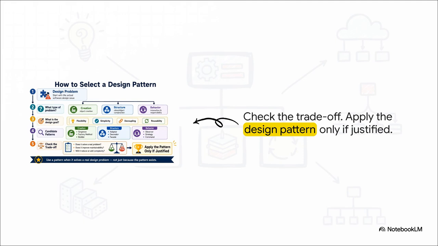If you can visualize this workflow during your exam, you'll systematically eliminate the wrong options. Specifically, look at checking the trade-off. Does it solve a real problem? Will it reduce overall complexity or just add to the mess? Apply the pattern only if it's justified. Keep this flowchart locked in your mind.